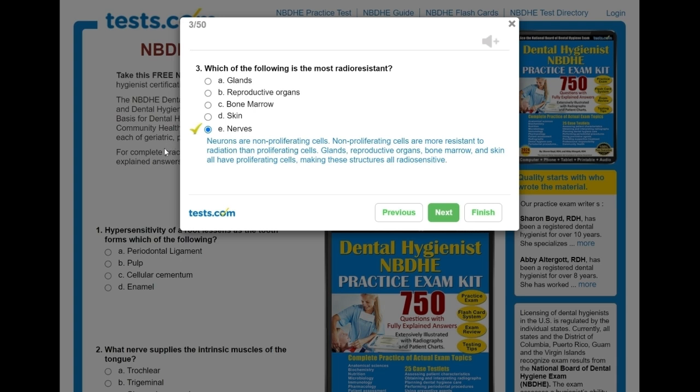E. Nerves. Neurons are non-proliferating cells. Non-proliferating cells are more resistant to radiation than proliferating cells. Glands, reproductive organs, bone marrow, and skin all have proliferating cells, making these structures all radiosensitive.